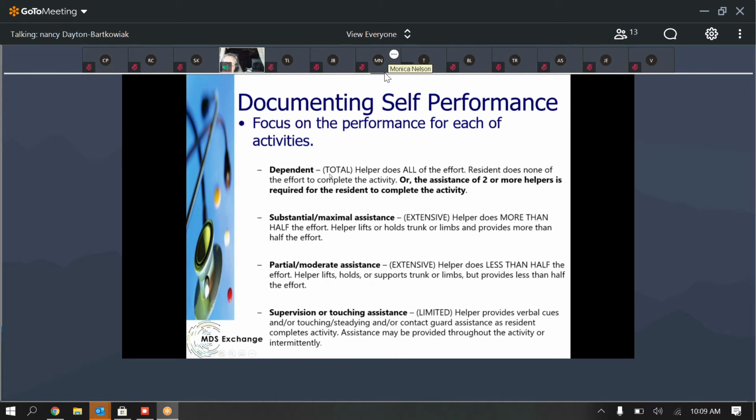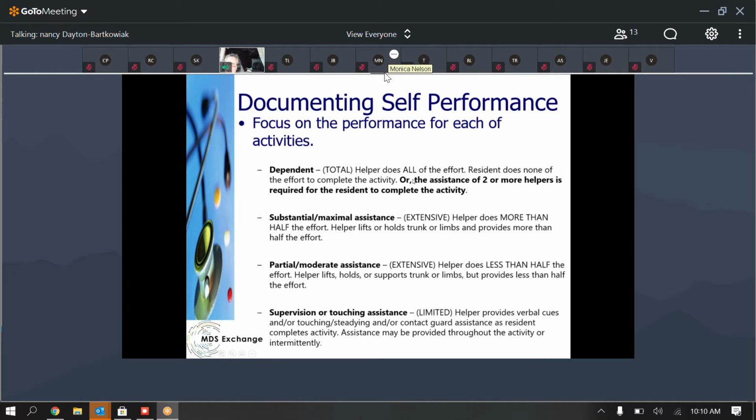So dependent, which is total assist. The helper does all of the effort. Resident does not help the effort to complete the activity. The key with coding or documenting dependent is that the assistance of two or more helpers required for the resident to complete the activity will be documented as dependent.